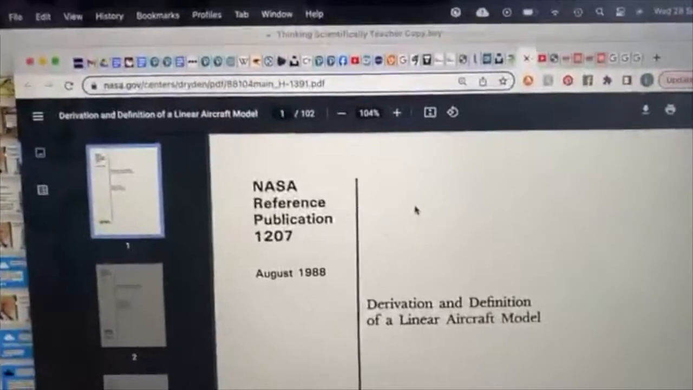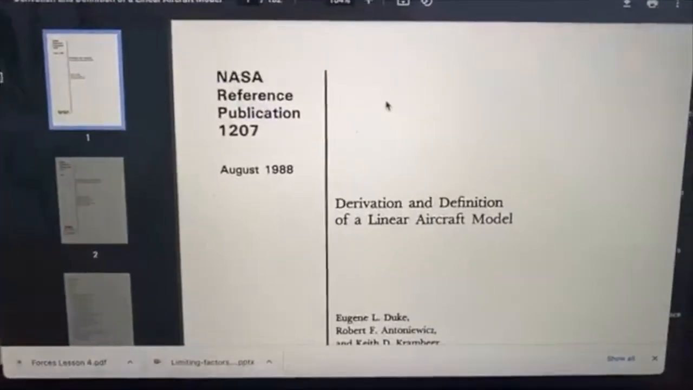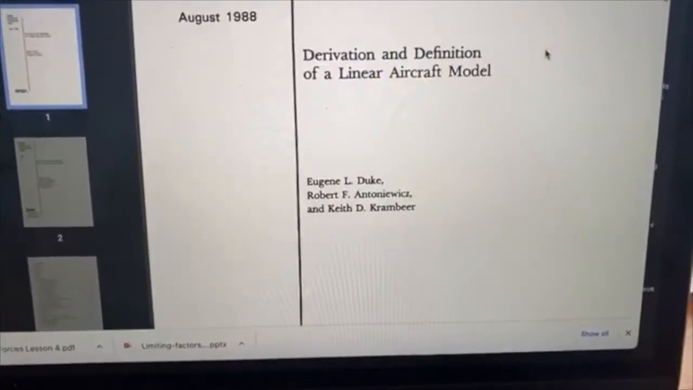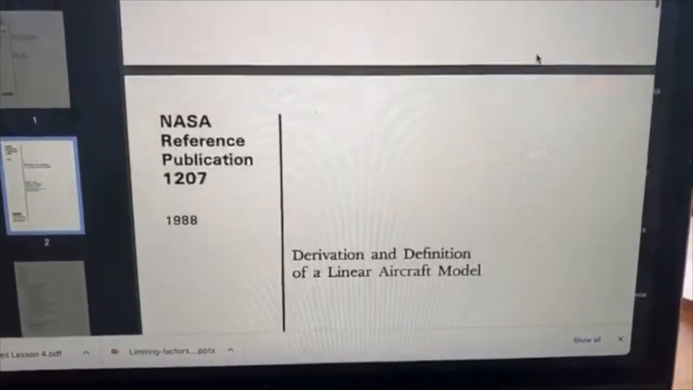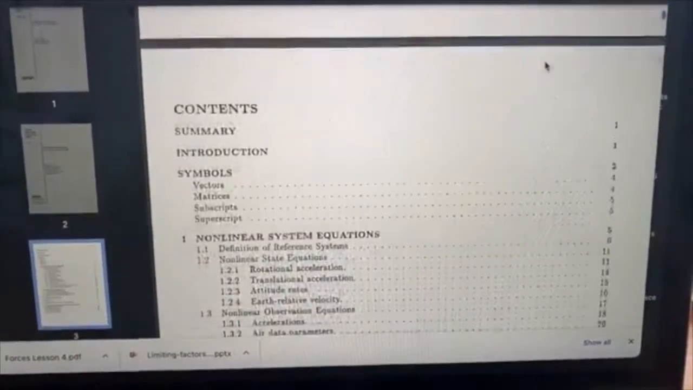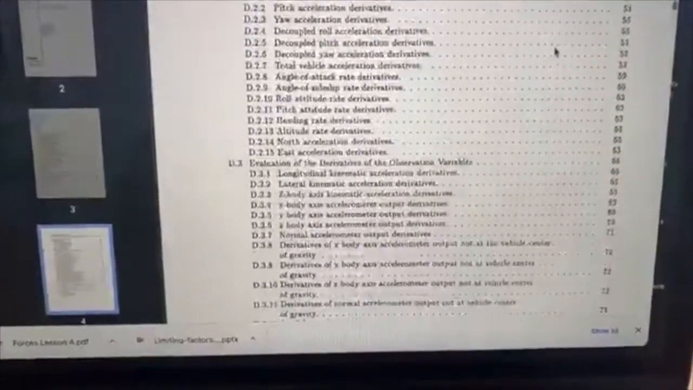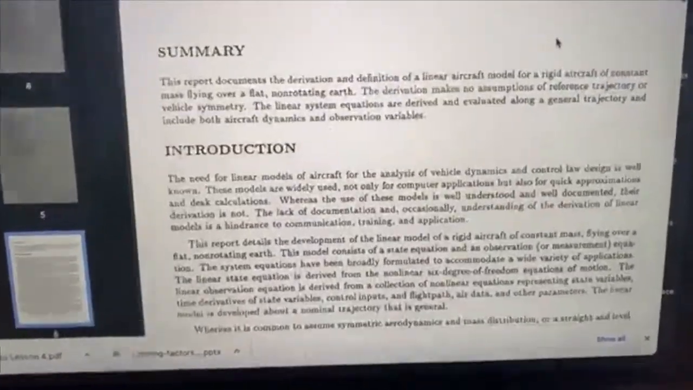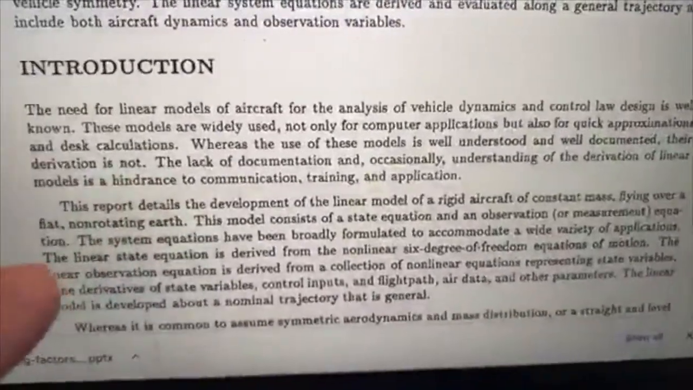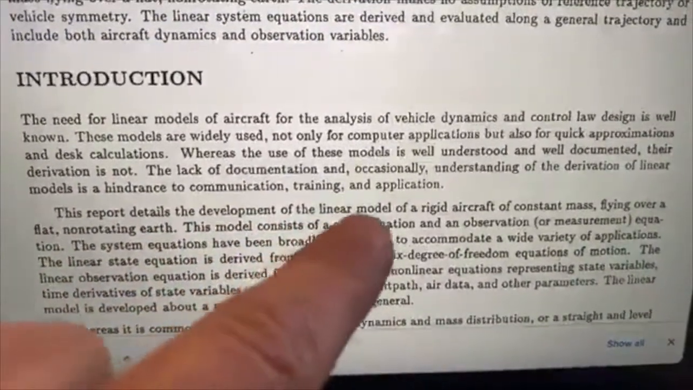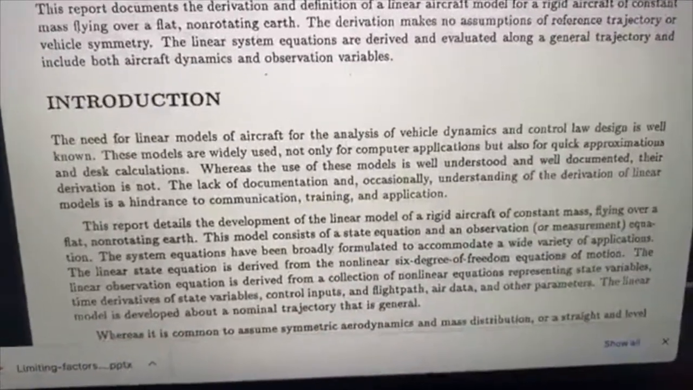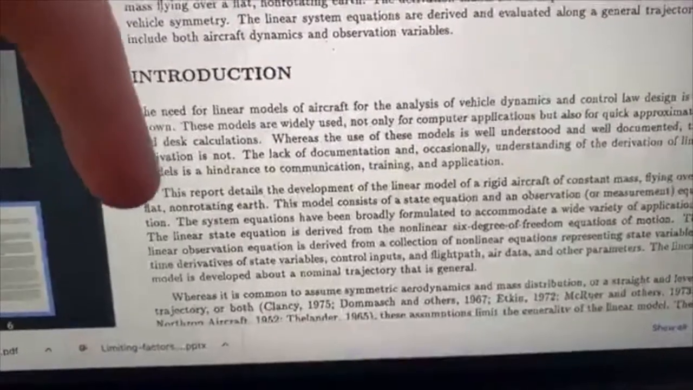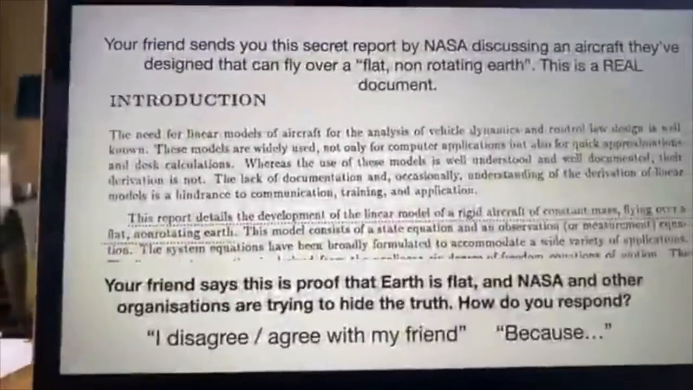It's a true document. This is literally on NASA's website. Here we go. So August 1988: derivation and definition of a linear aircraft model. You won't understand it all, that's absolutely fine. I just wanted to show you that it's a proper NASA document. If you go down to the introduction, I've taken a screenshot. They're saying, this report details the development of a linear model of a rigid aircraft of constant mass, so it just means its weight isn't changing, flying over a flat, non-rotating Earth. What do you say to your friend?